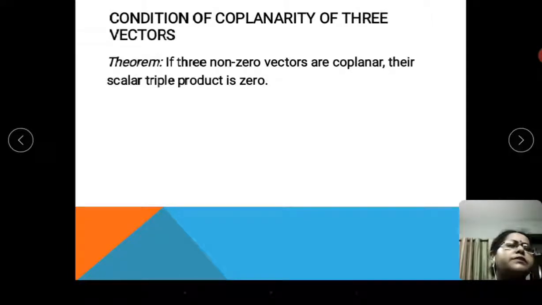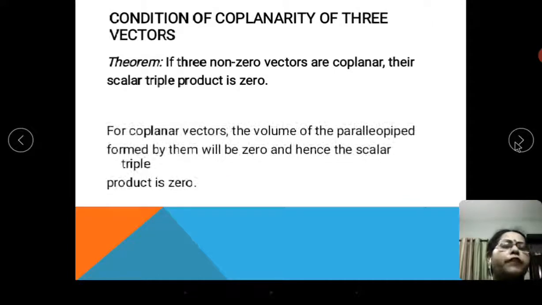Why does this happen? This is very easy to understand if we just remember the result discussed in the previous slide. If you remember, what are coplanar vectors? Coplanar vectors, of course, means that the vectors lie on the same plane, and therefore the volume of the parallelepiped formed by them will obviously be 0. So if the volume of the parallelepiped is 0, then of course the scalar triple product is also 0.